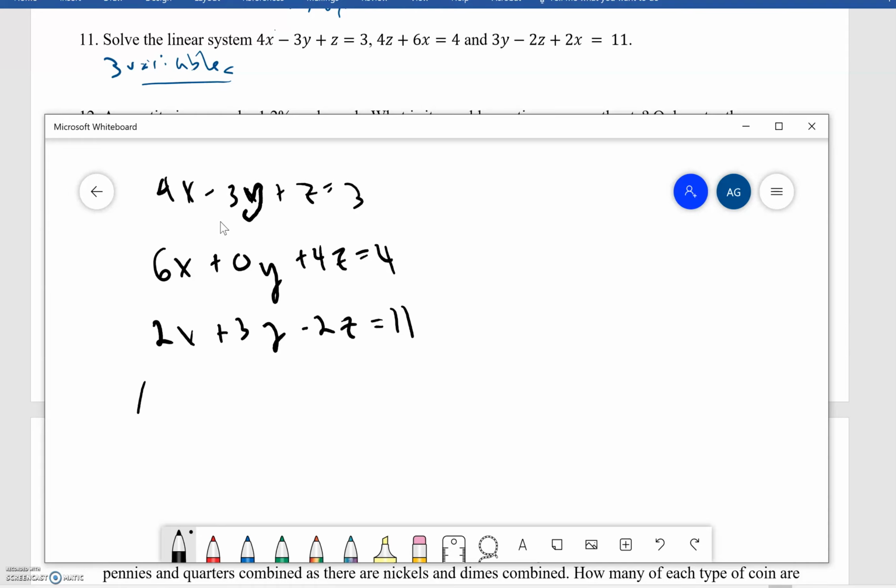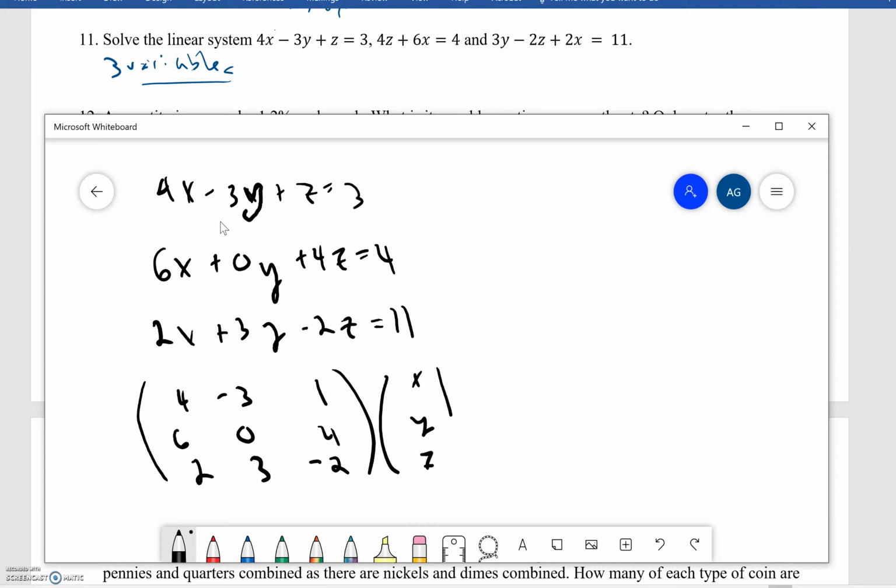And now our coefficient matrix will be 4, minus 3, 1, 6, 0, 4, 2, 3, minus 2. And then this is x, y, z equals 3, 4, 11. And so now we're just going to enter all these coefficients. This will be matrix A, this will be matrix B, and after I've entered them, I'll find the inverse of this matrix and multiply it by this matrix. And that'll be the solution to our system. Okay, I'm going to do some of this off camera.